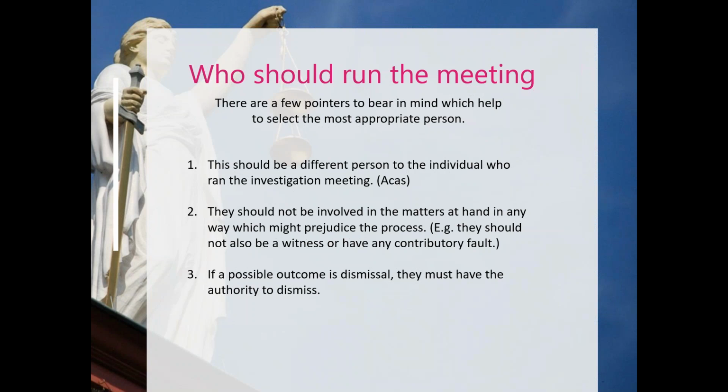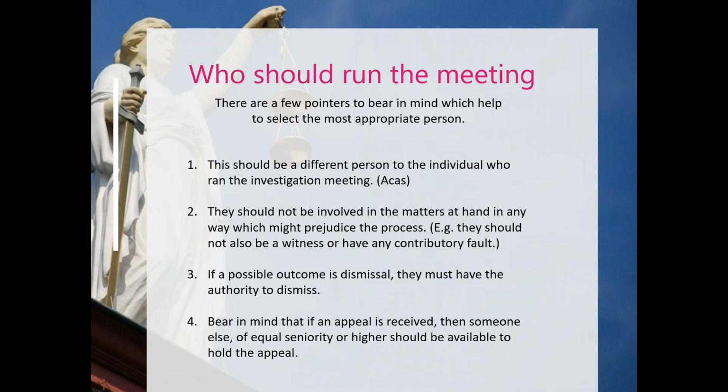If your policy states that certain roles only have the authority to dismiss, and you think that the disciplinary might end in dismissal, you want to make sure that the person who is making the decision has the authority to make that decision. And bear in mind that if an appeal is received, then akin to the first one, somebody else needs to hear that. And I'd say this about the first one as well. This person should ideally be of equal seniority or higher to the person who did the previous stage. And that is to avoid any bias. You don't want people to be put in a position where they have to go against what their manager, or their superior, has said.